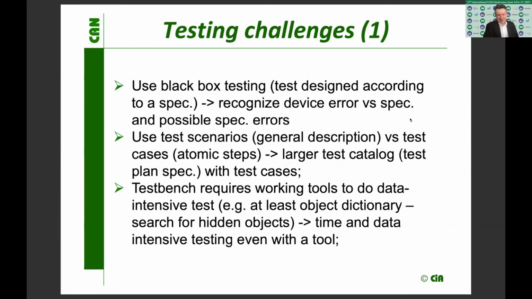As I said in the first couple of slides, we consider the device a black box because we don't know what is inside. We check the response from the device. How does it work, and how can we test it? That will be black box. The second thing: black box testing considers that we have a specification and we just test the response from the device against it. By this we could recognize device errors against the specification, which is the main reason for this testing, and possible specification errors, which we could fix.